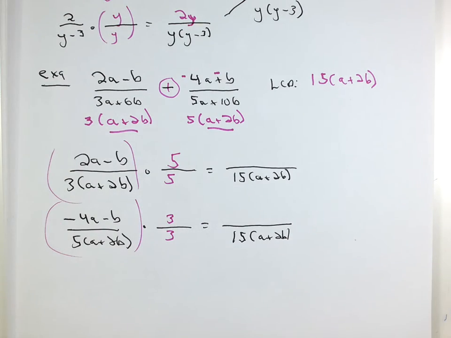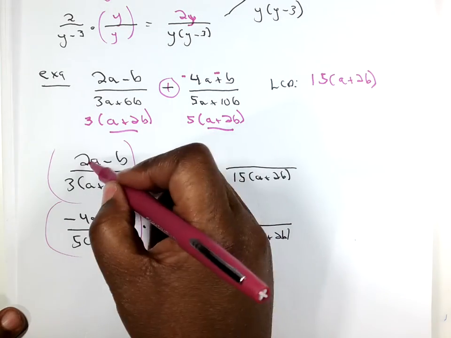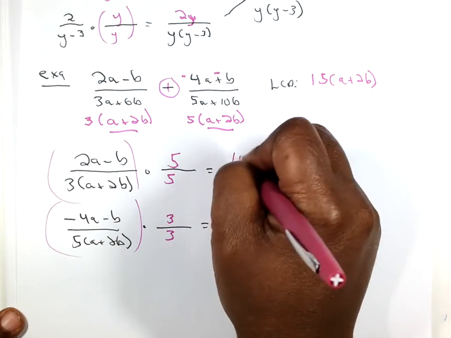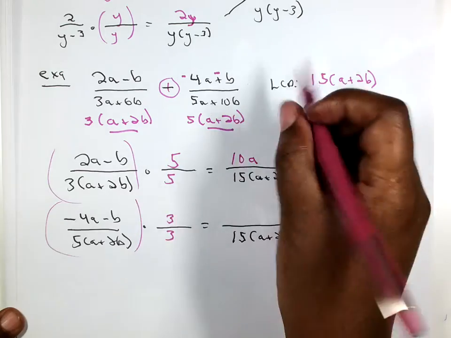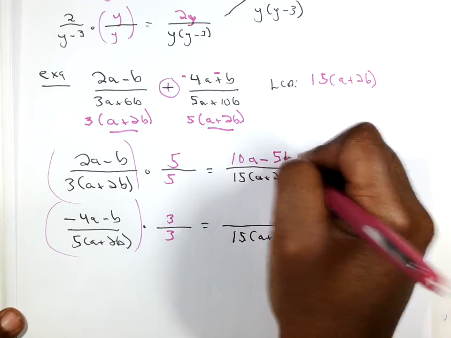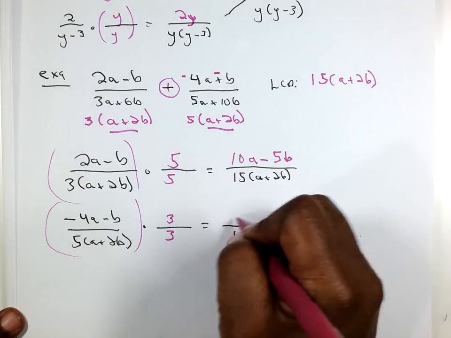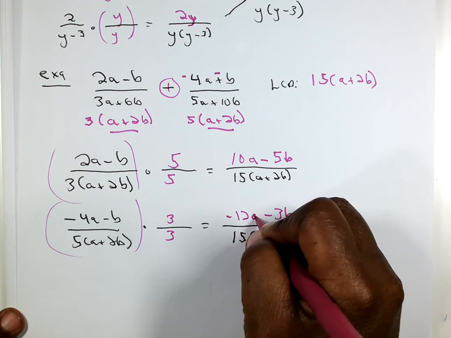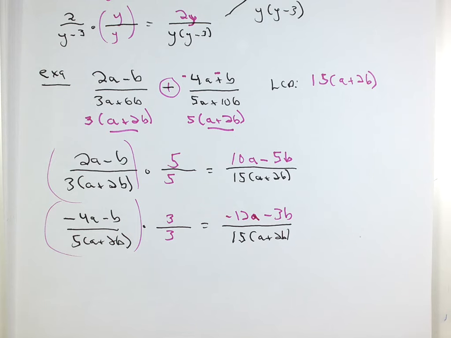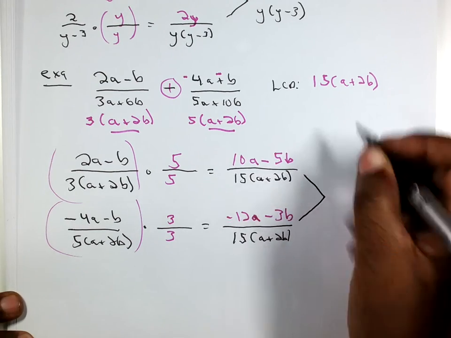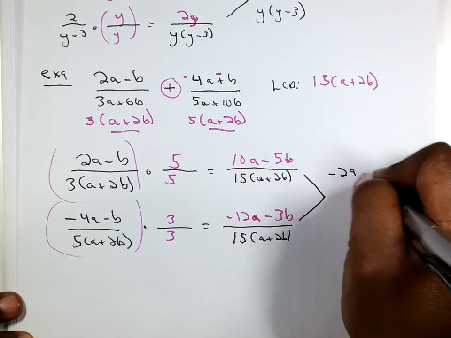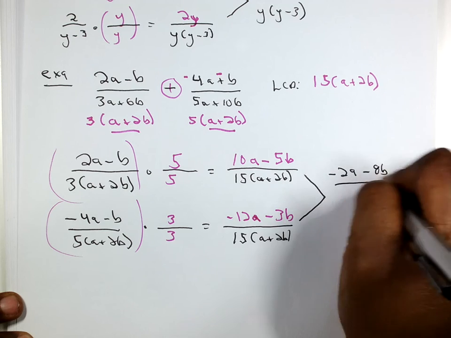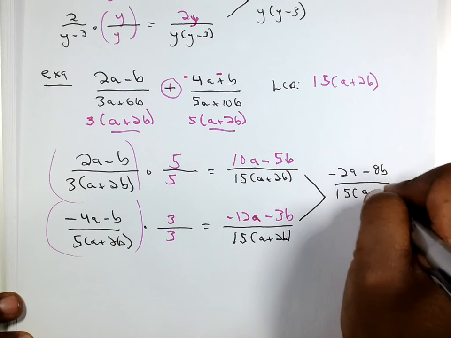So when I multiply them, I'm going to distribute right away. 2a times 5 gives me 10a. Negative b times 5 gives me a negative 5b. Down here, I get negative 12a and negative 3b. Okay, now we can combine our like terms. So I'm going to put these together, and I get negative 2a minus 8b over 15 times a plus 2b.